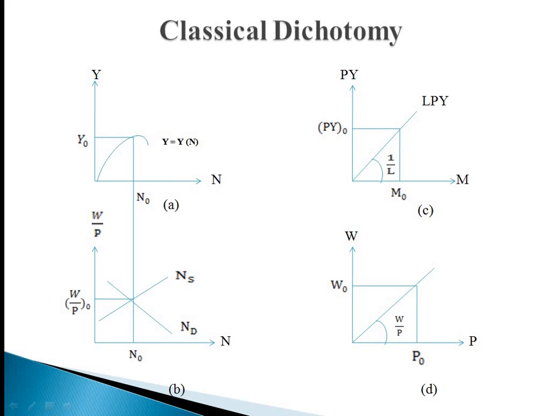To explain classical dichotomy, we consider the previous diagram, where we can see now parts A and B comprise the real part of the model and parts C and D comprise the monetary part of the model. As we have seen previously, from parts A and B we have determined the equilibrium level of employment N0, equilibrium real output Y0, and equilibrium real wage W by P0. These are the real variables. And from parts C and D we have determined the equilibrium price level P0 and the equilibrium money wage W0. These are the monetary variables. So this is what we mean by classical dichotomy.